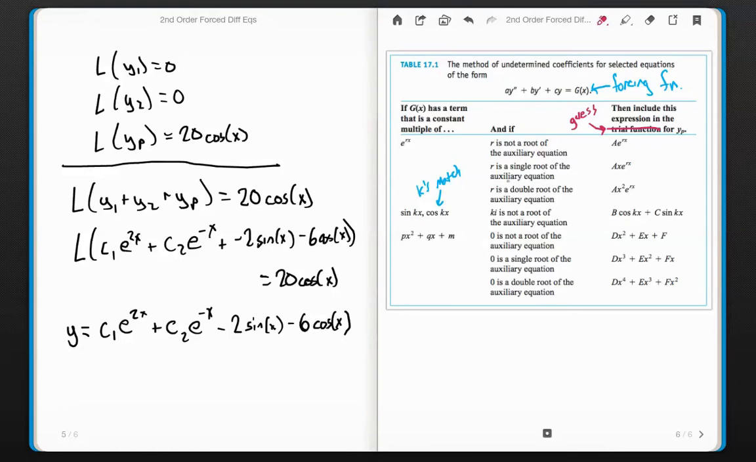And just like we did in 17.1, if r already shows up, right? If it's a single root, r showed up in one of our solutions for the complementary solution, then we'll just use A x e to the rx, right? If r is a double root, so r showed up twice, we already had to use A x e to the rx, well then we have to use A x squared e to the rx, right? This will make more sense when you try these, but we've already used A x e to the rx, so then we've got to take it a step further, say A x squared e to the rx.